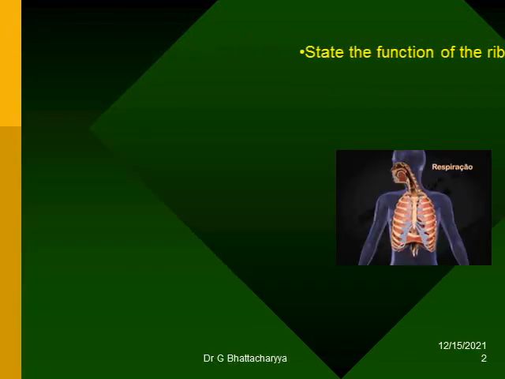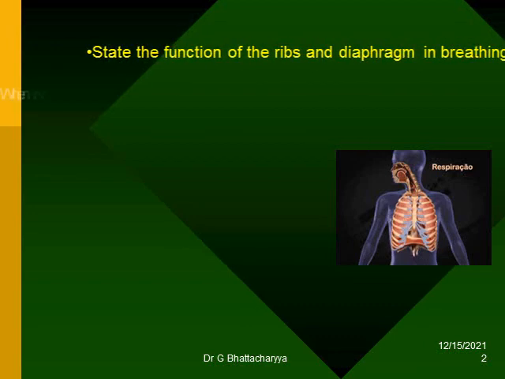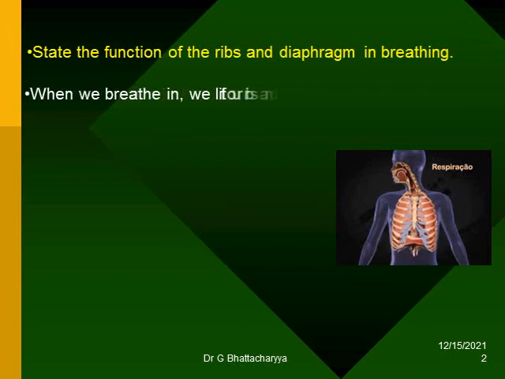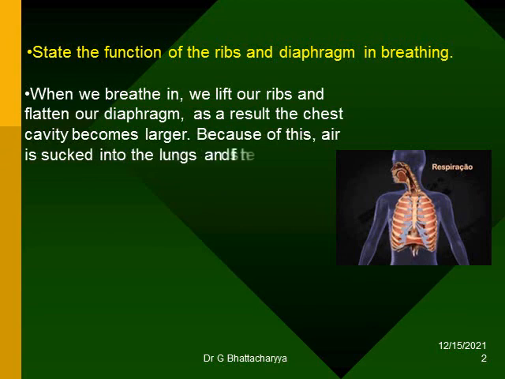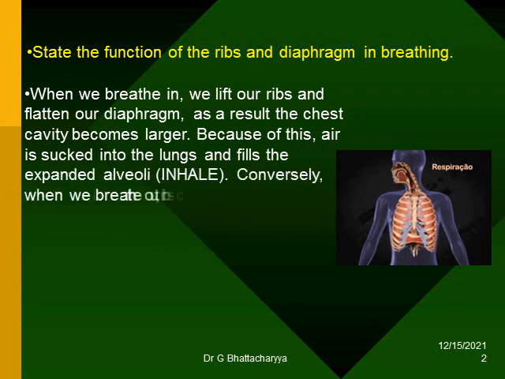State the function of the ribs and diaphragm in breathing. When we breathe in, we lift our ribs and flatten our diaphragm. As a result, the chest cavity becomes larger. Because of this, air is sucked into the lungs and fills the expanded alveoli.